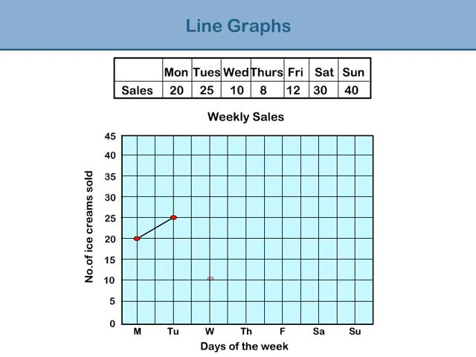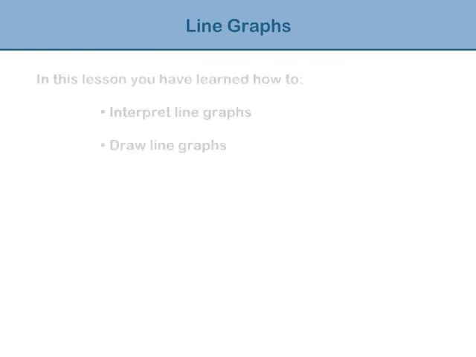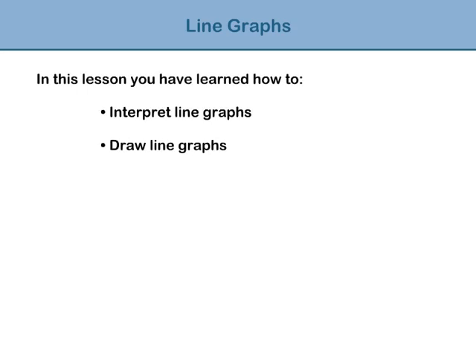Plot 10 ice creams for Wednesday, and then draw a line between Wednesday's point and Tuesday's point. Continue through the days of the week, plotting the number of ice creams sold, and then joining the point of that to the previous days. Once all the points have been plotted and joined together, we have completed our line graph. In this lesson, you have learned how to interpret and draw line graphs.